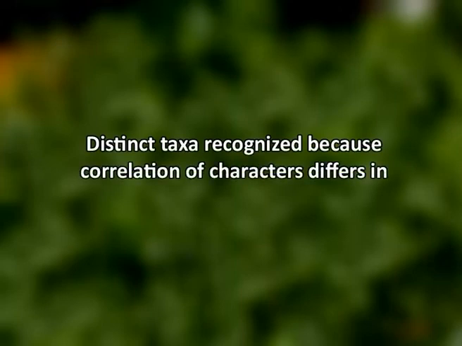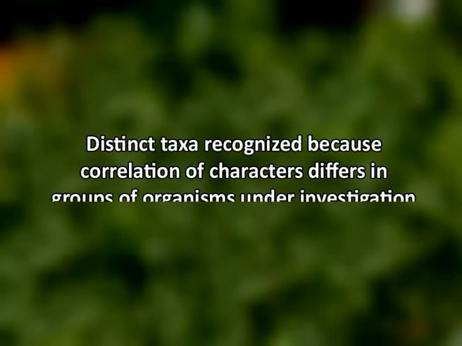Number six, distinct taxa can be recognized because a correlation of characters differs in the groups of organisms under investigation. Number seven, phylogenetic inferences can be drawn from the taxonomic structure of group and from character correlations given certain assumptions about evolutionary pathways and mechanisms.